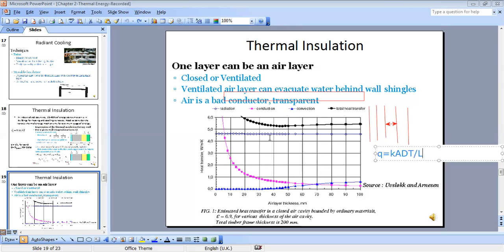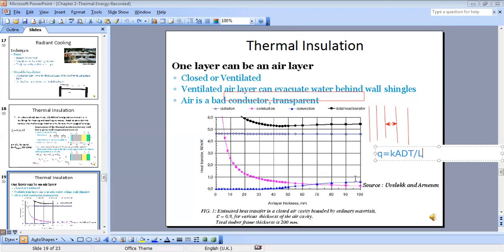Now, in blue we have the convective transfer. The convective transfer here, this one. The convective transfer will increase with air layer thickness. Why?